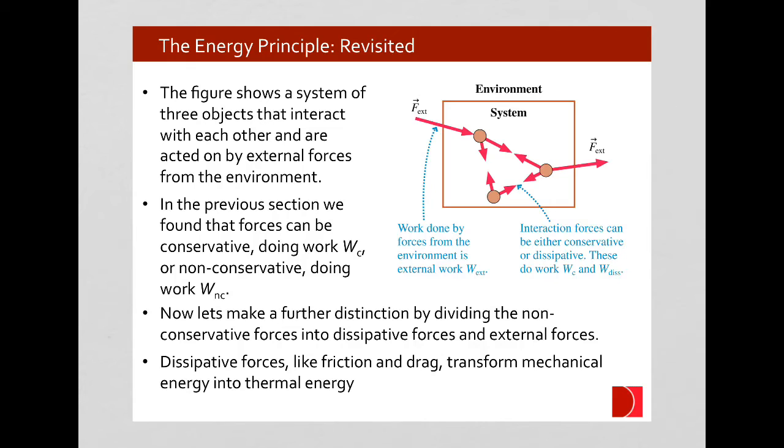With all of this information in mind, we revisit the energy principle that we talked about before. We imagine a system here that is composed of three different particles that are interacting with each other, and also have external forces acting on them, which give them external work coming in from the environment. With the new information that we have, we know that the forces of interaction between these objects can be conservative, and they can do conservative work, meaning that they can change potential energies of each other, or it can be non-conservative, which means that as they do work, that energy is lost to thermal energy.